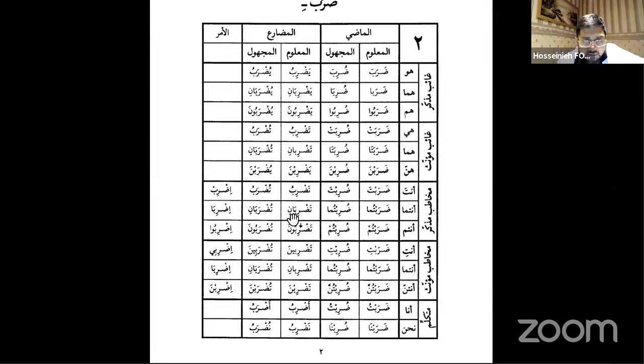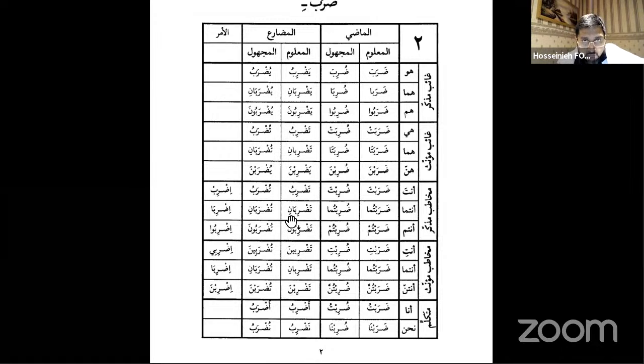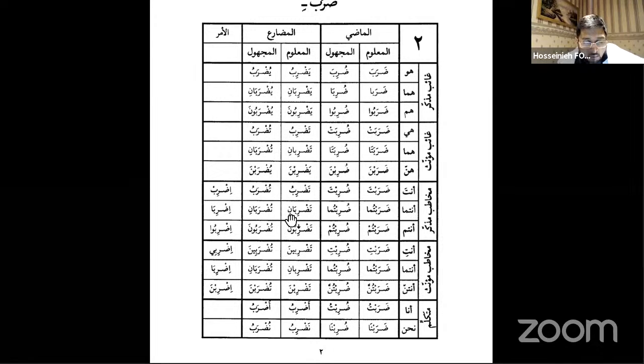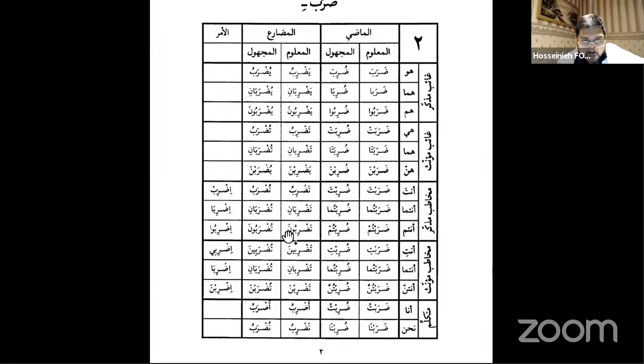How is it mansub position? Can you not see the noon with the kasra there? Noon with the kasra. Tadribani. Can you see that? Oh, yeah. So if it's there, that means that noon there with the kasra, it's representing the dhamma in the singular in the dual. Is that clear? Yeah. And in tadribuna, can you see the noon there?